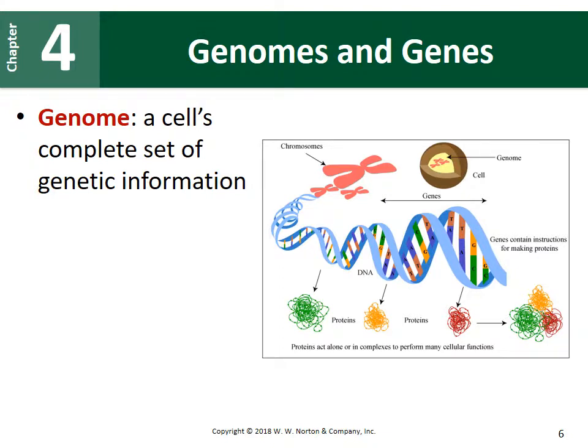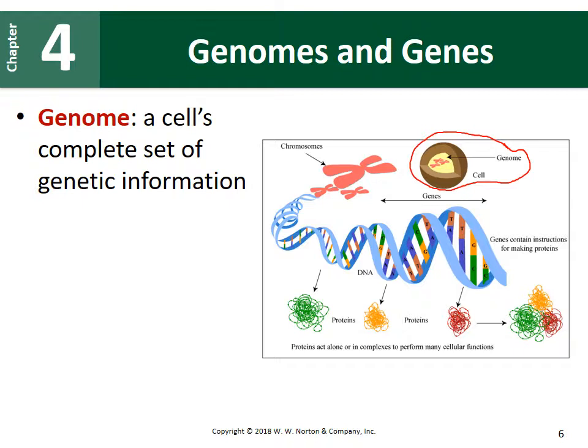All of the DNA inside of a cell is referred to as the genome. So we, for example, have sequenced the human genome. So this will include the cell's complete set of genetic information. If we zoom in on the genome, so here we have our genome here in the cell. If we zoom in on that DNA, it's organized in chromosomes.